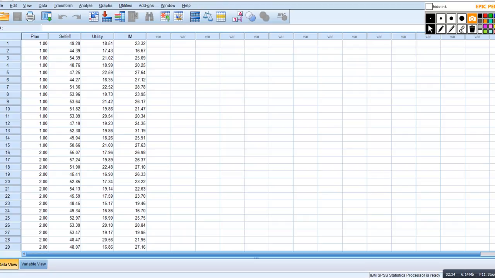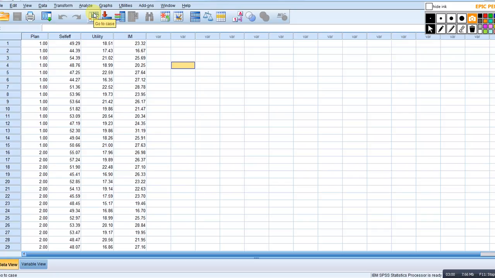So here is my data set in SPSS. I've got my variables: plan, my categorical independent variable, and self-efficacy, perceived utility, and intrinsic motivation, my 3 continuous dependent measures. So I'm going to go ahead and run the MANOVA, and I'm just going to use the post hoc tests for the time being to illustrate that particular strategy as a follow-up to the MANOVA.